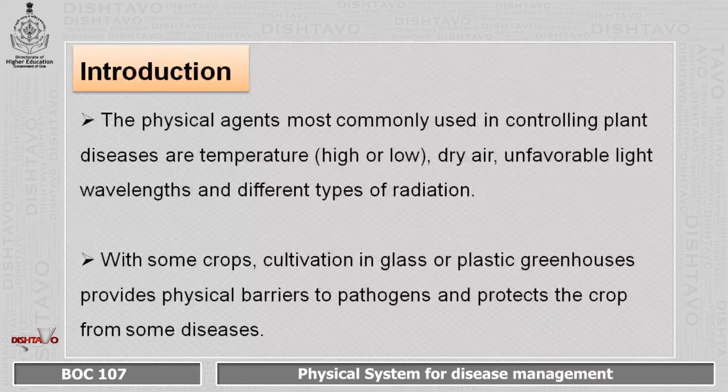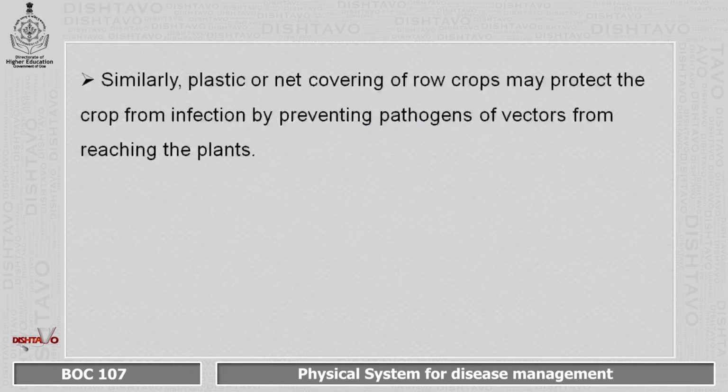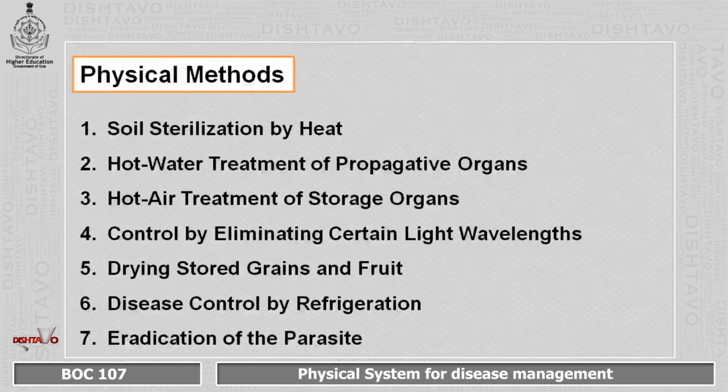Introduction. The physical agents most commonly used in controlling plant disease are temperature, that is low temperature or high temperature. Along with that, dry air, unfavorable light wavelengths and different types of radiations are also included. With some crops, cultivation in glass or plastic greenhouses provides a physical barrier to pathogens and protects the crop from some diseases. Similarly, plastic or net covering of row crops may protect the crop from infection by preventing pathogens or vectors from reaching the plants. So these are the various physical methods which are listed out here.